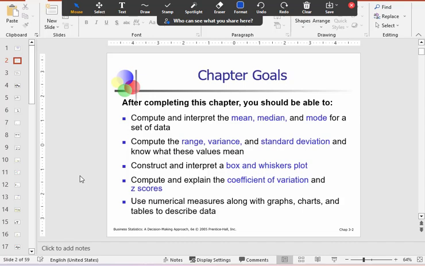So we'll talk about what our goals for this chapter are. We'll start with discussing mean, median, and mode. Then another set of tools are range, variance, and standard deviation. Then the third set is box and whisker plot. Fourth set is coefficient of variation and z-scores. And at the end, we talk about how these data can be used in charts, graphs, or tables, and how we can use them in our decision making. So this is our target for today's session.